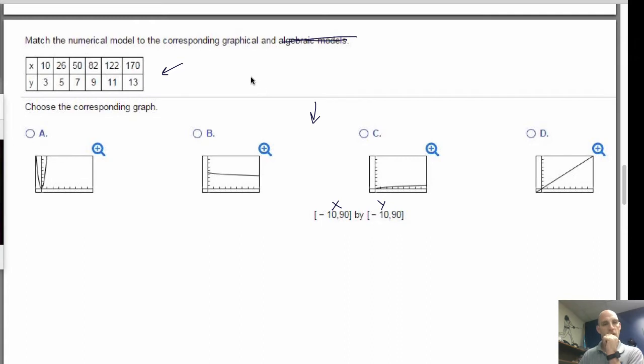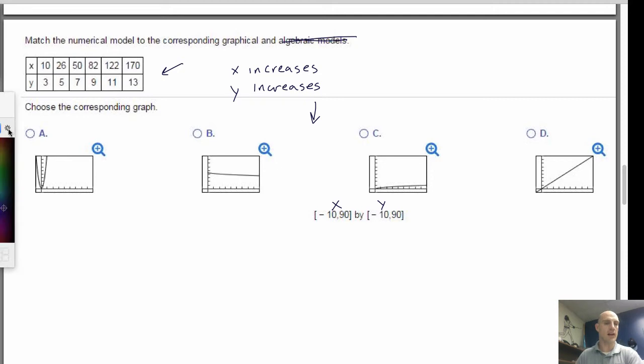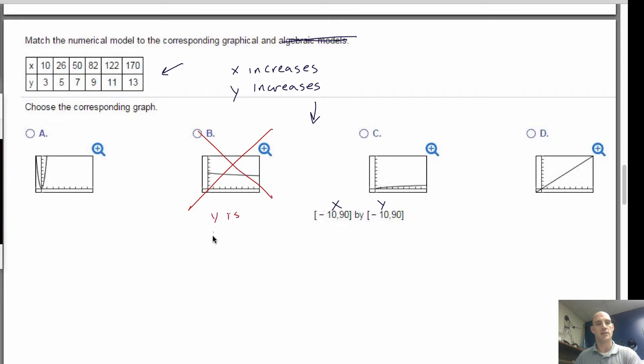In general, as x increases, y increases. Okay, so they're both increasing. If you see that x is increasing and y is increasing, that'll work. Are there any of these graphs that do not show x increasing and y increasing? As x goes to the right, y goes up. As x goes to the right, y goes down. So we can immediately eliminate this one because y is decreasing.